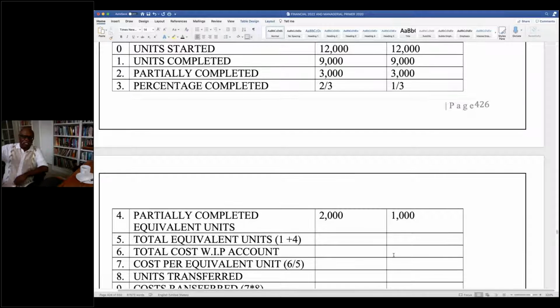Then we need total equivalent units. So here we're trying to come up with, in terms of total units, how many units when we convert the partial ones to completed units. What's the total equivalent full units? How did you get that number? I added line 1 and line 4. How much did you get when you added them? 11,000. How much you get here? 10,000.